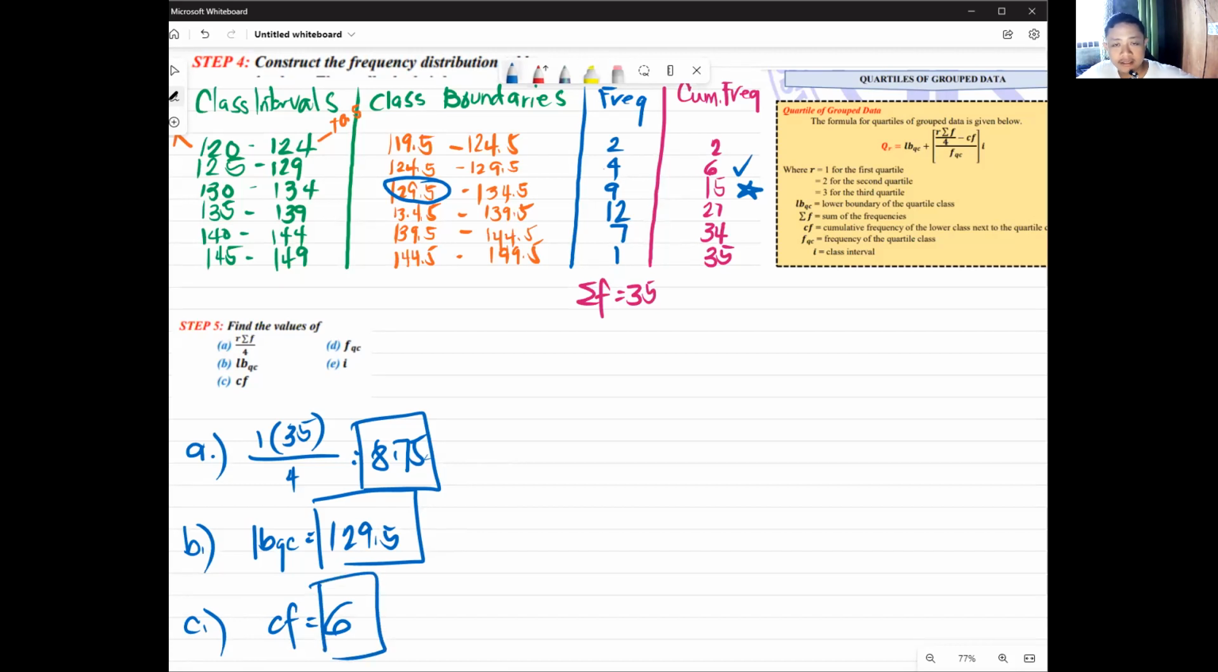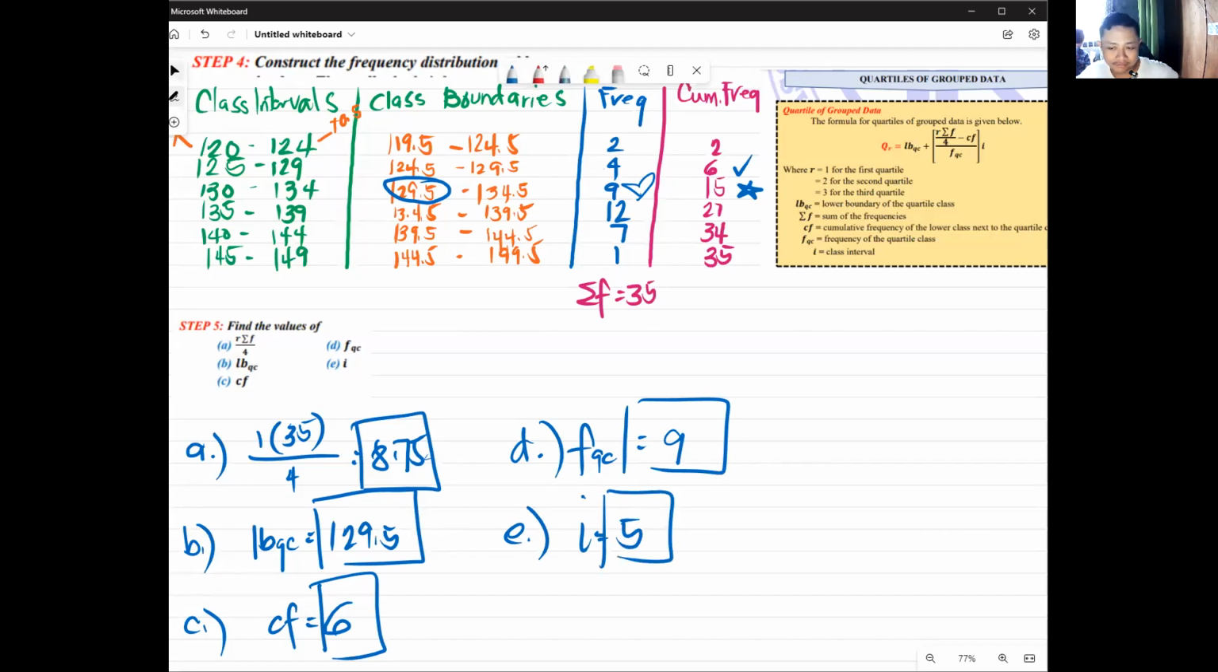Okay. Next, letter D. Letter D is get naman the frequency of the quartile class. FQC, the frequency of the quartile class. And the frequency of the quartile class, again, this is our quartile class, yung may star, the frequency is 9. Okay, so that is 9. And finally, letter E, our class interval, we already solved this. I is equal to 5. This was our value a while ago.